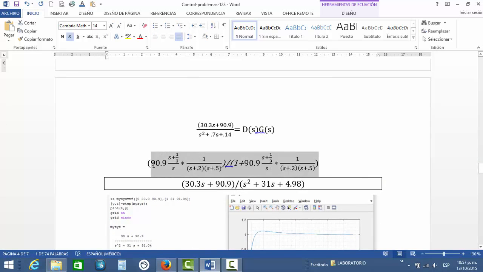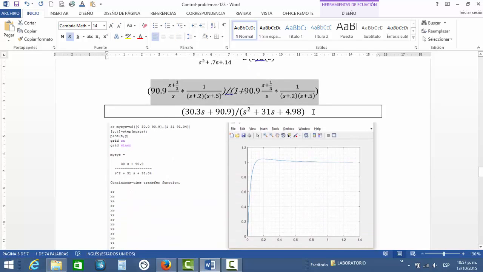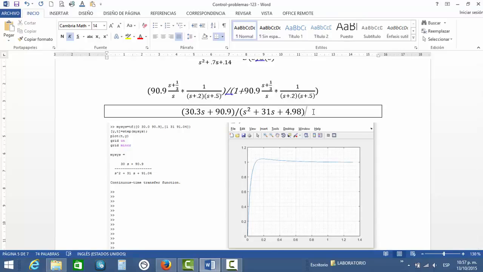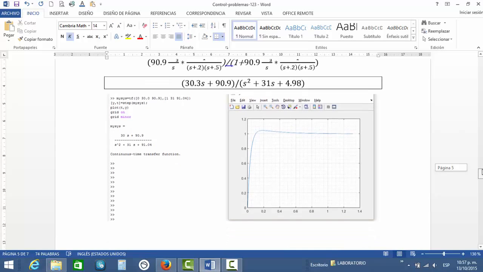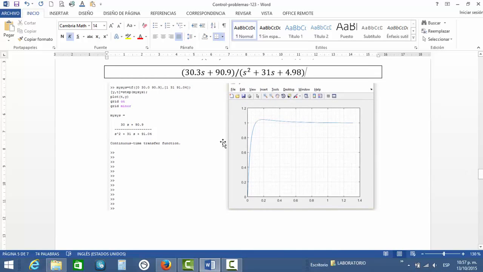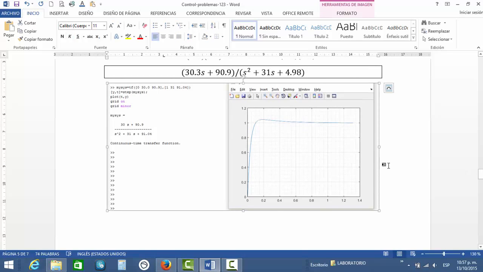this formula. And with algebra, we obtain the result of the transfer function, that is 0.9 s plus 0.9 between s squared plus 3.1s plus 0.98. And this is the simulation in MATLAB. This is the result. This is the graph.